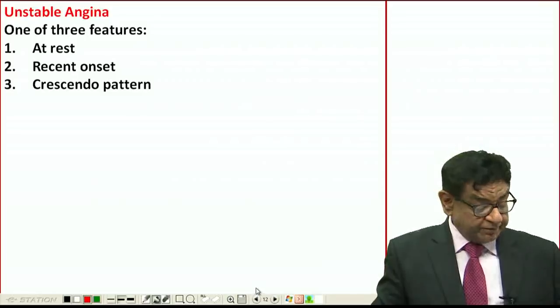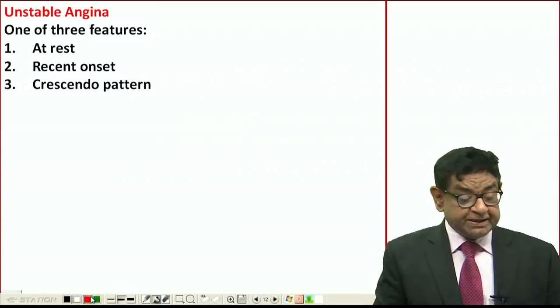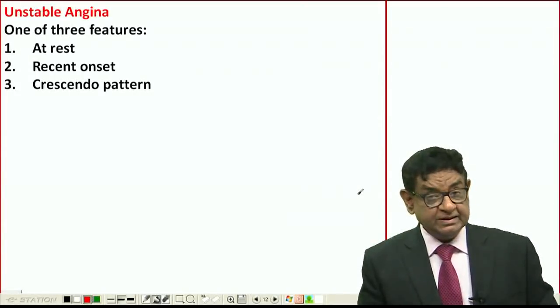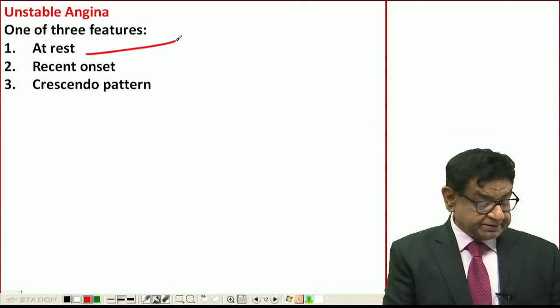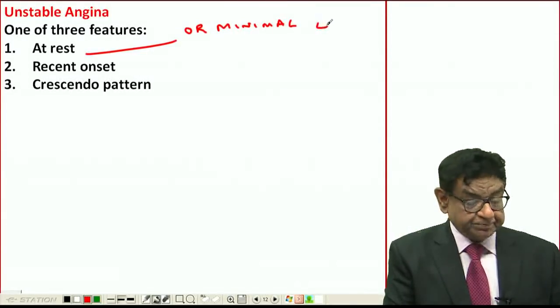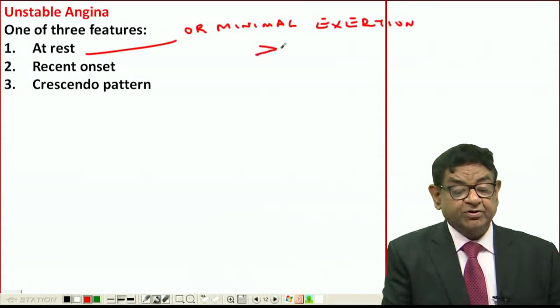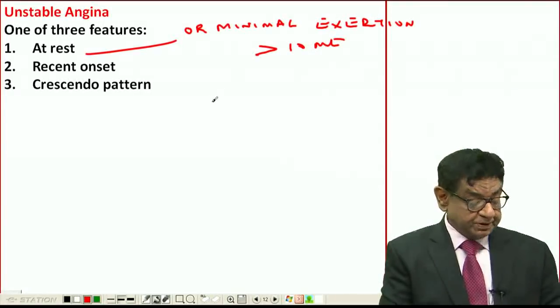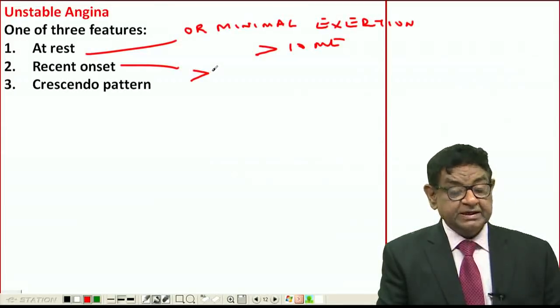Right? Now we talk about unstable angina. The patient has chest pain, and the patient may have one of three features. One is chest pain that may occur at rest or with minimal exertion, lasting for more than 10 minutes. Another is that it is of recent onset, that is, less than 2 weeks.